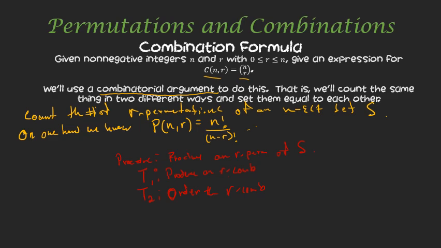And so we'll see what we get if we do it this way. So for example, if I want to produce a 3-permutation of the set, let's do an example just so you can see what I'm talking about. Let's say we have the set {1, 2, 3, 4, 5}.